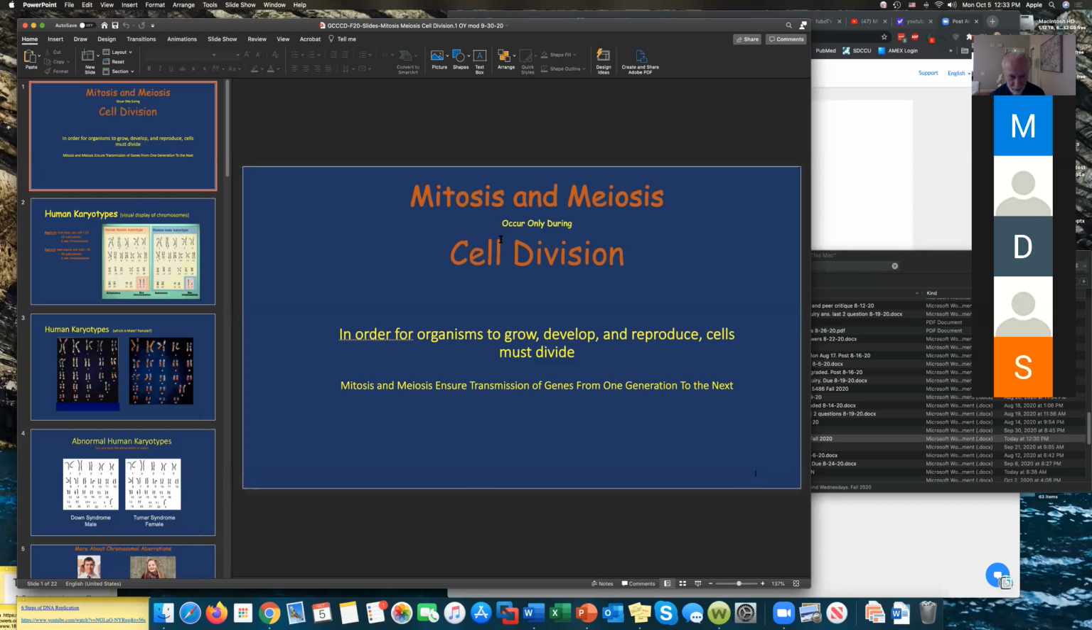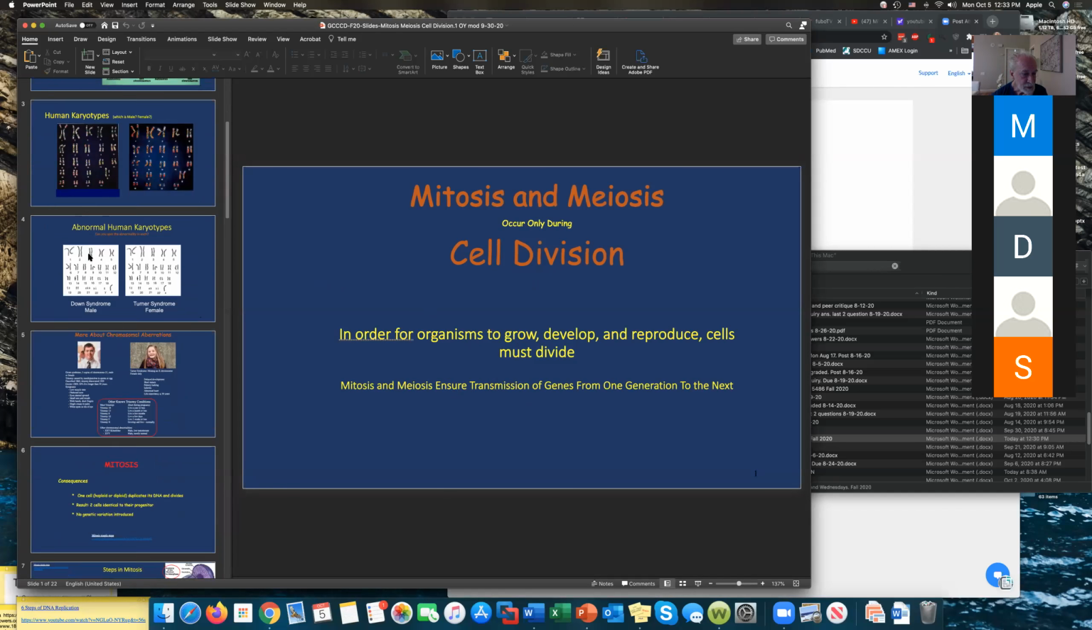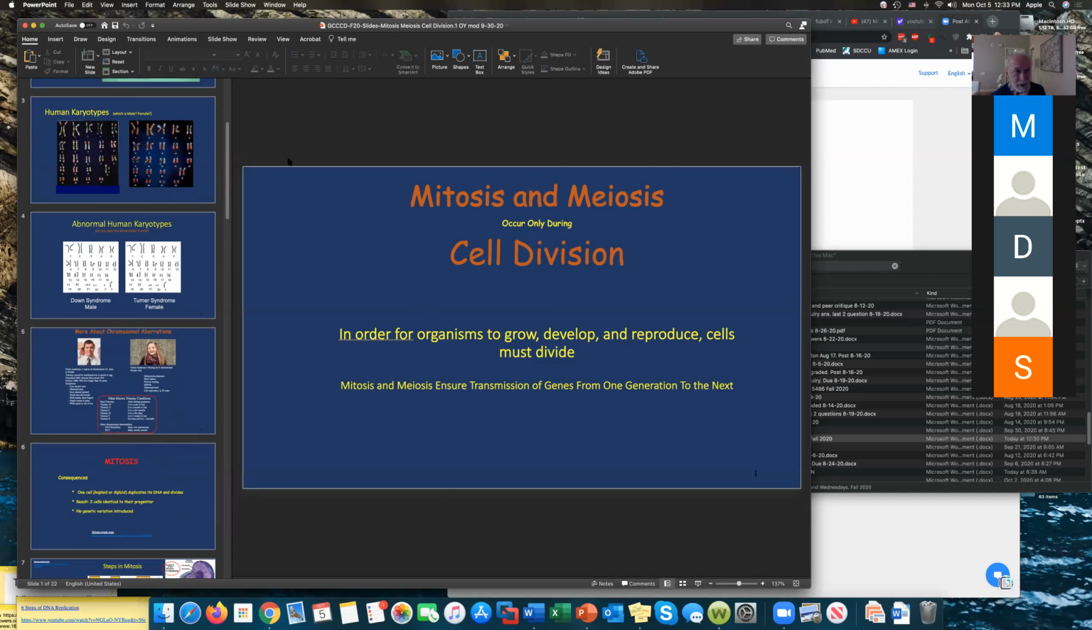So why do we have mitosis and meiosis? They only occur during cell division. And we need mitosis in order for organisms to grow and develop and reproduce. And we need meiosis to introduce genetic variation. And we'll come back and reiterate those points. What I'd like to do first is actually stop sharing this.